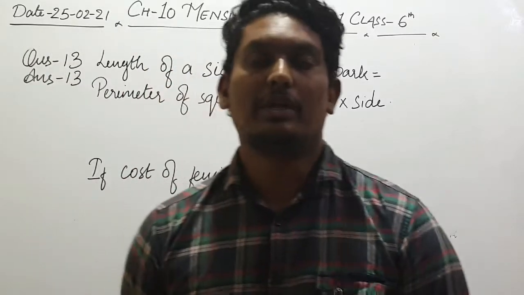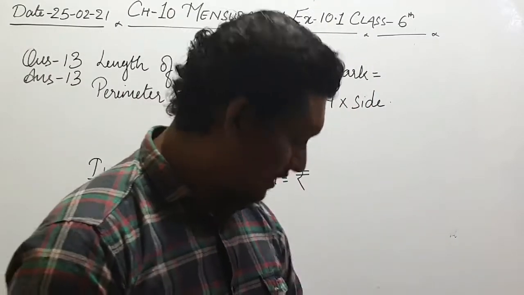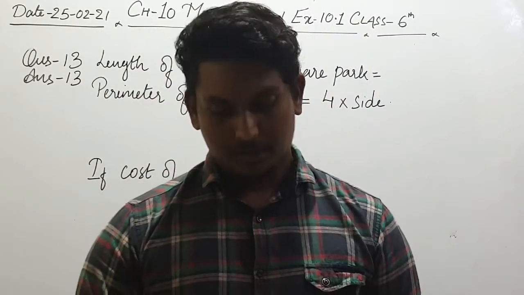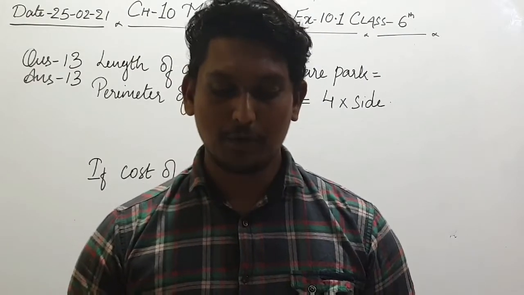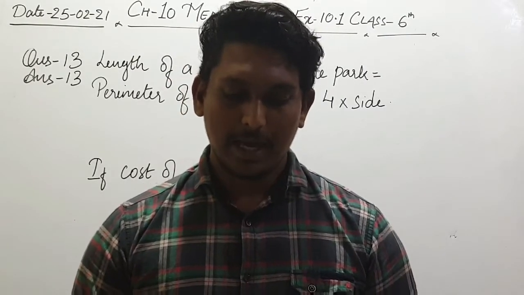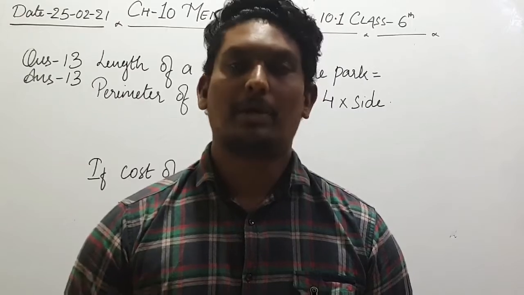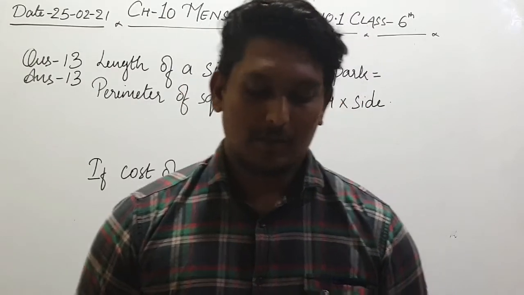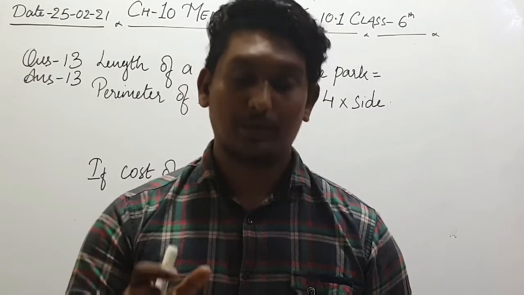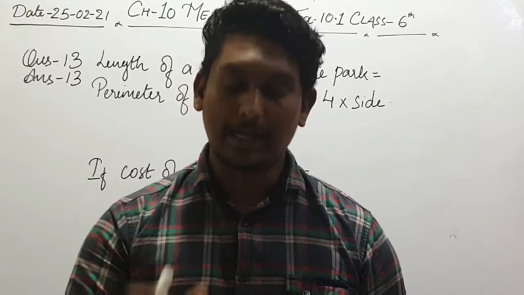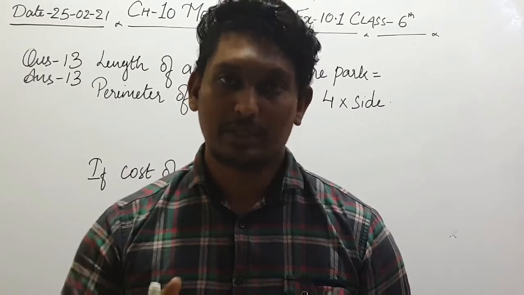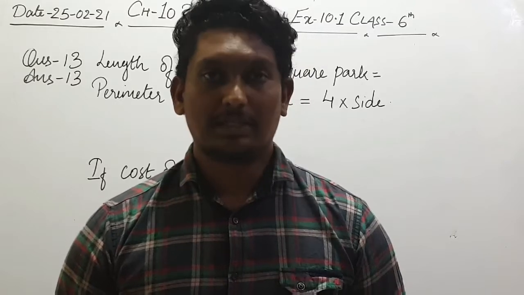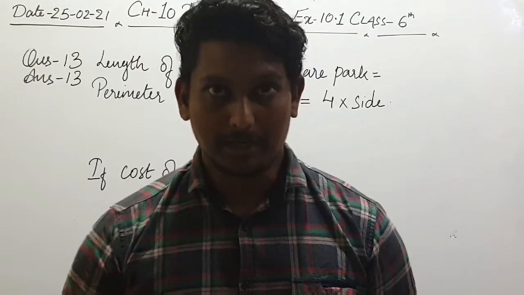Okay, now come to the next question, that is question number 13. I'm just reading the question. Find the cost of fencing a square park of side 250 meter at the rate of rupees 20 per meter. One square park is there, and the word fencing came here. We have already discussed this word in the first introduction video. When fencing is given, we have to find the perimeter.